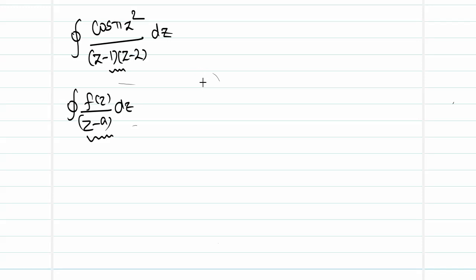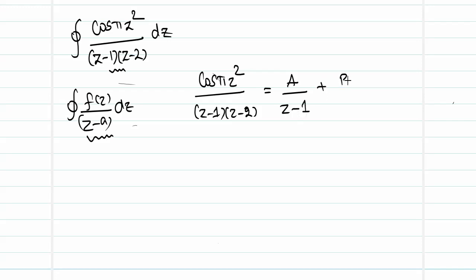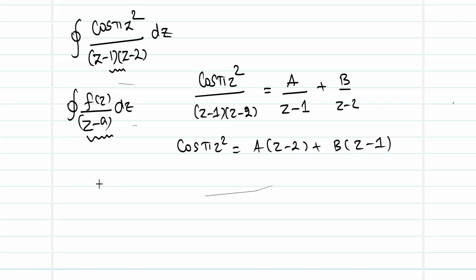How is that possible? I can do that by using the technique called the partial fraction method. So how will I split it into partial fractions? I can make it as A by (z − 1) plus B by (z − 2). Now you can see that the terms which were in product have now got separated, like what we require in the denominator. Only a single term will be there. Now our target is to find the values of A and B. I know that cos(πz²) equals, cross multiplying, A times (z − 2) plus B times (z − 1).